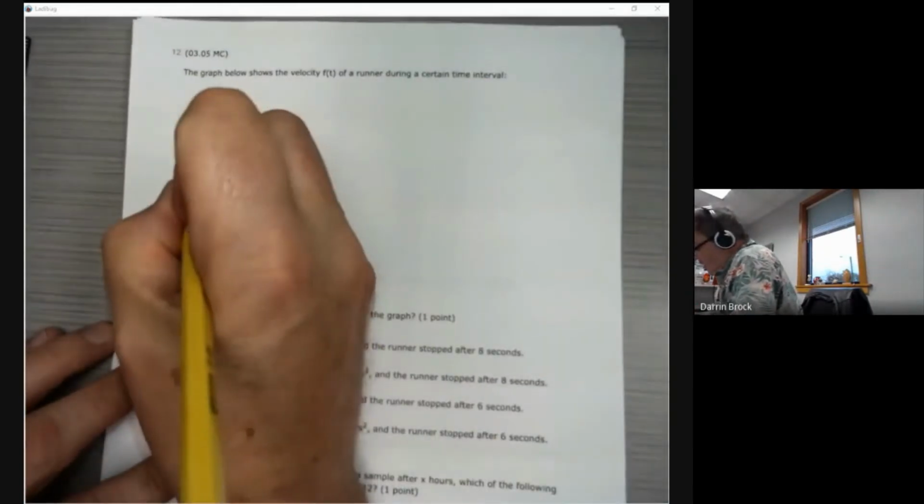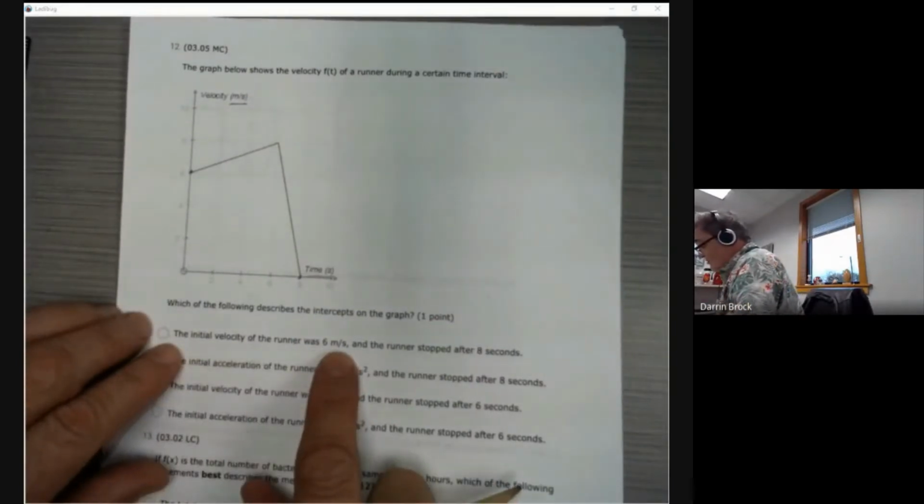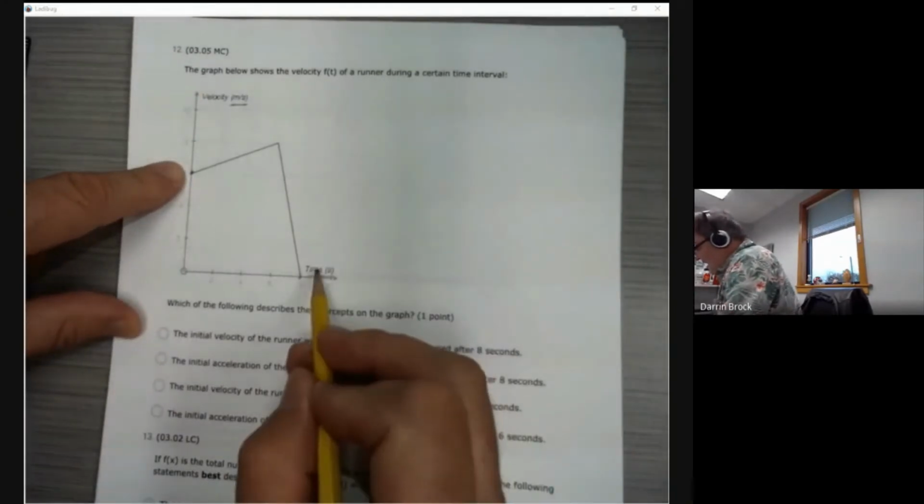So here's our y-intercept at 6. Here's our x-intercept at 8. And since the x is time, this says the initial velocity of the runner was 6 meters per second, and the runner stopped after 8 seconds. His velocity went to zero at 8 seconds. Right there, our first choice was right. He started at 6, he ran a little faster, and he slowed down and stopped.